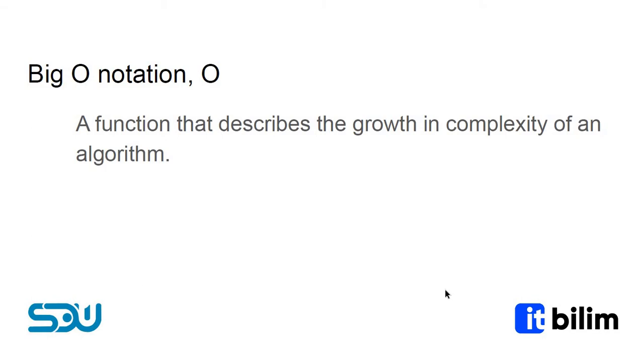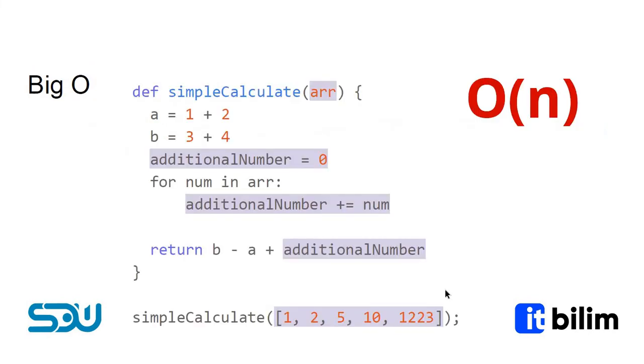So what is Big O notation? Big O notation is some function that describes the growth of complexity of an algorithm. So when we have some algorithm, we can estimate its time and space complexity. So in this case, we first pay attention at time complexity.